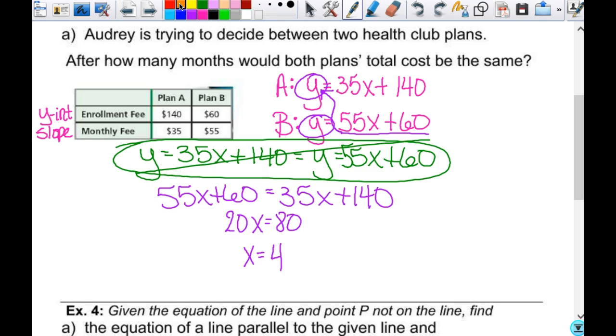So what does x represent? The number of months. What does y represent? The total cost. What does it ask you for? After how many months would both plans' total cost be the same? Does it ask you for the total cost? No. So why the heck do you care what it is?